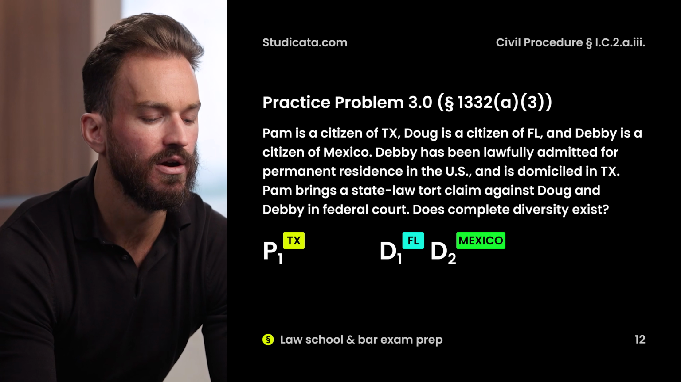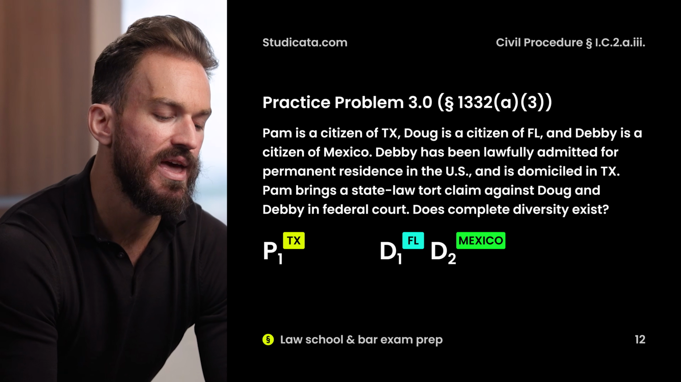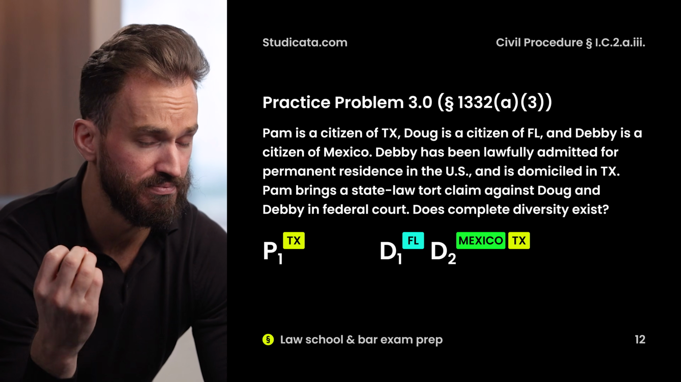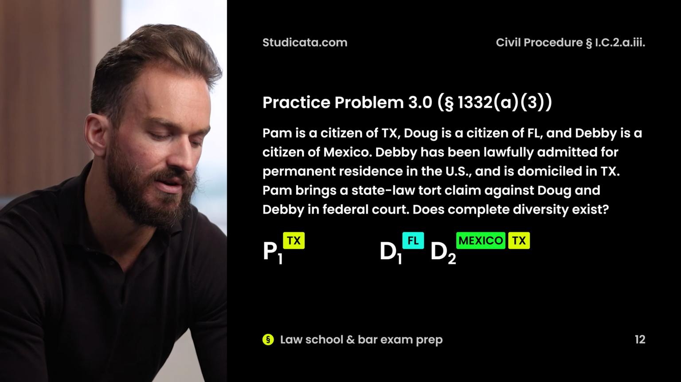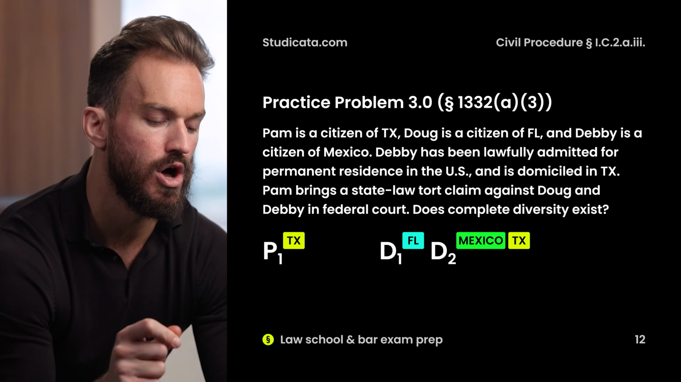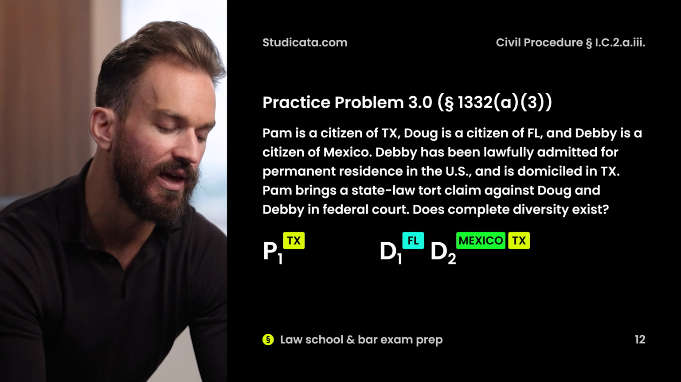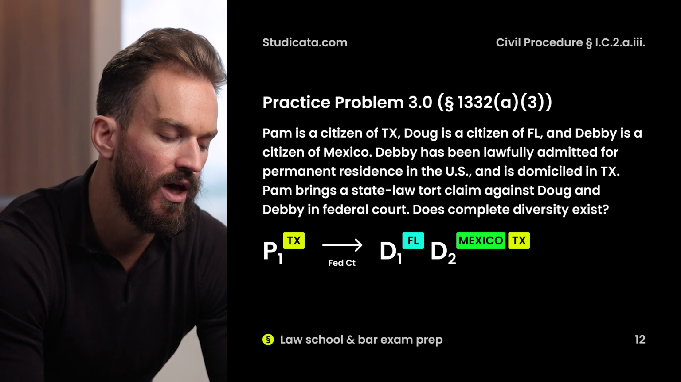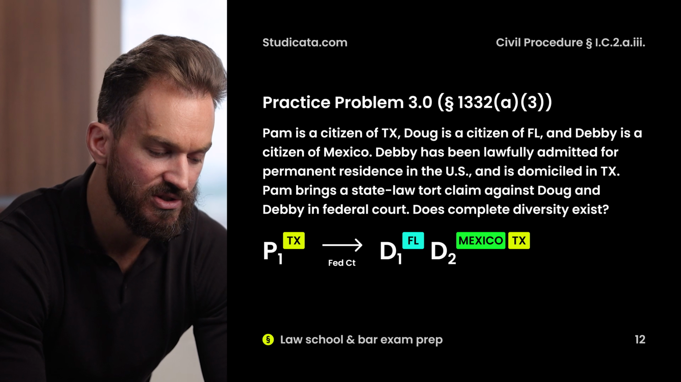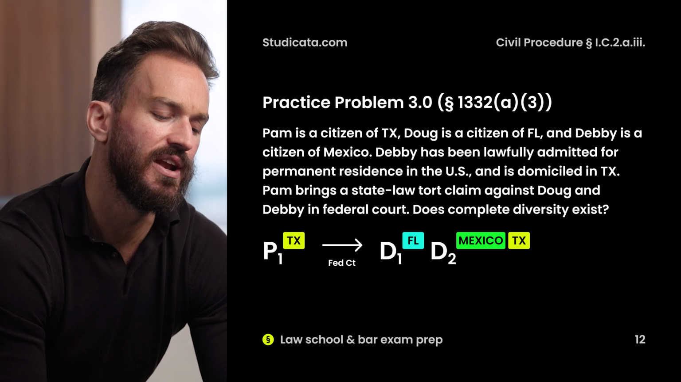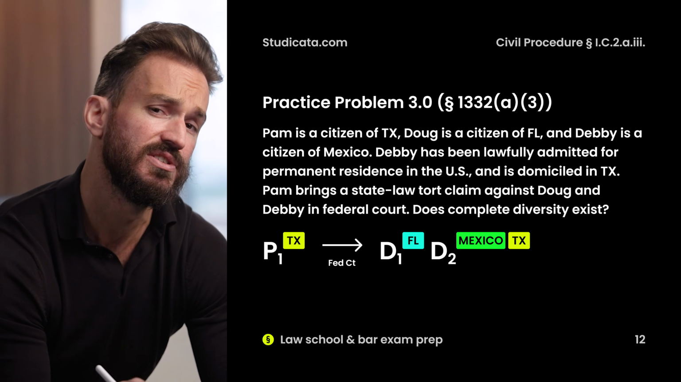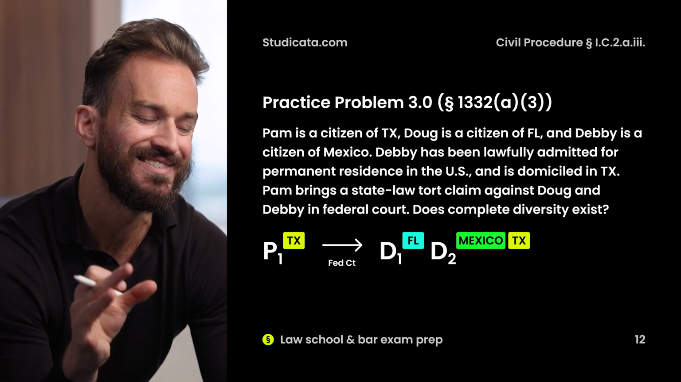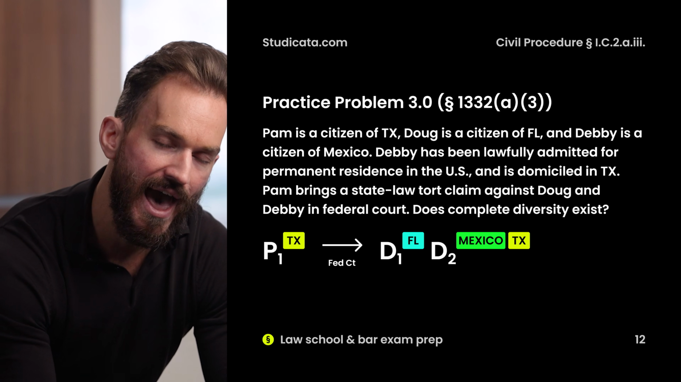Okay, let's continue the fact pattern. Debbie has been lawfully admitted for permanent residence in the United States and is domiciled in Texas, the same place where our plaintiff is a citizen. Pam brings a state law tort claim against Doug and Debbie in federal court. Does complete diversity exist between the parties? So if we diagram it out, we have a plaintiff who's a citizen of Texas suing a defendant who is a citizen of Florida, and another defendant who's a citizen of Mexico who has permanent legal resident status in the United States and is domiciled in Texas.